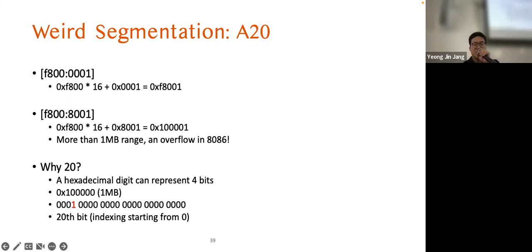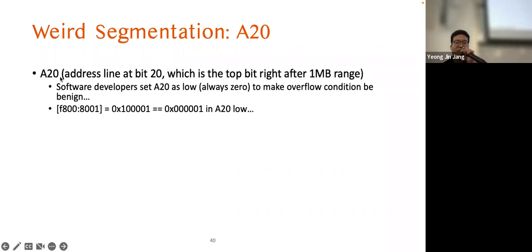A20 refers to the 20th bit in the address. The reason for mentioning 20 is that if we have this kind of overflow, then, since each digit represents 4 bits in hexadecimal numbers, 1, 2, 3, 4, 5, there are 20 bits. And if the index starts from 0, that carry will be at the 20th position of the address. So what address line A20 means is whether to honor that bit or not.